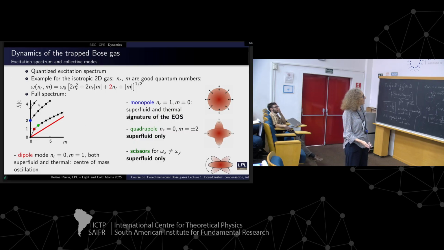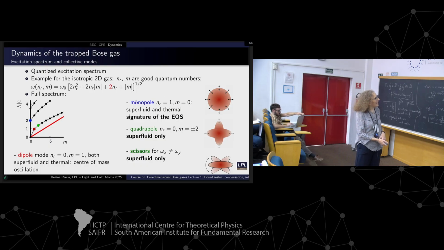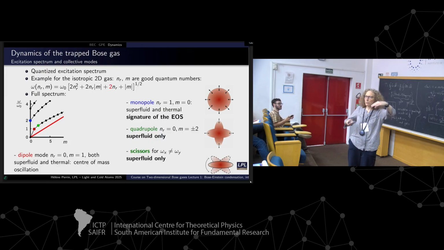The green dot here, the green spot. Okay, you see it. This one has n_r equals 0. It is in the first branch, so there is no change in terms of the density. But m equals plus or minus 2, so it is deformed like that: two maxima and two minima around the cloud. And there are two modes, m equals plus 2 and minus 2.